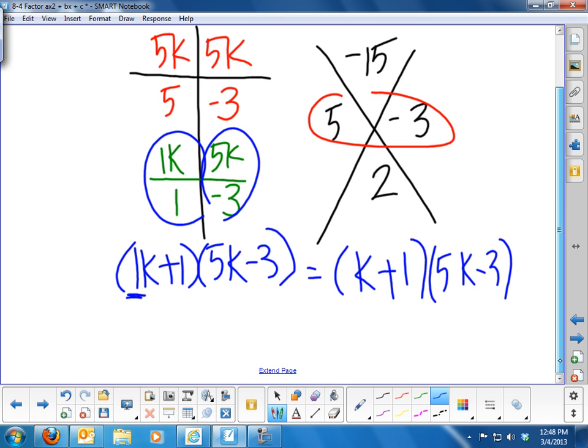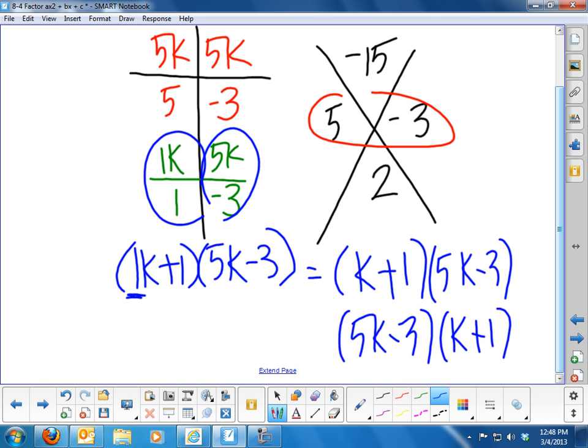Also remember, this is the exact same answer as 5k minus 3 written first, and then the k plus 1 written next. It doesn't matter the order in which we multiply two things. Okay, let's look at our next example.